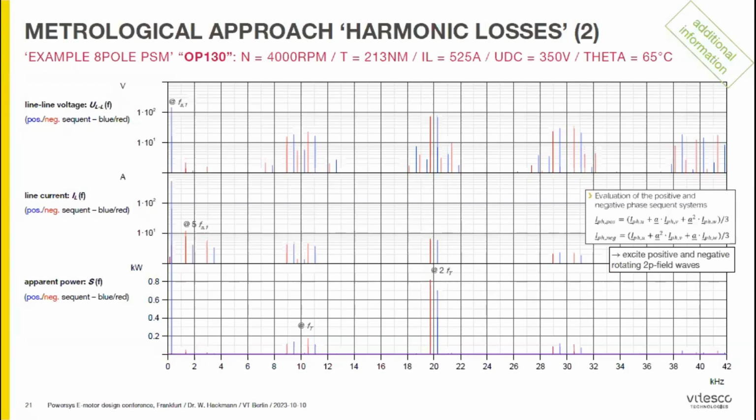So we should take out of the measurement as much information as we get. And this analysis of positive and negative phase sequence systems is very important for the loss analysis. I think we can have some more discussions at a coffee or this evening, but this should be the starting point, and this is very helpful.